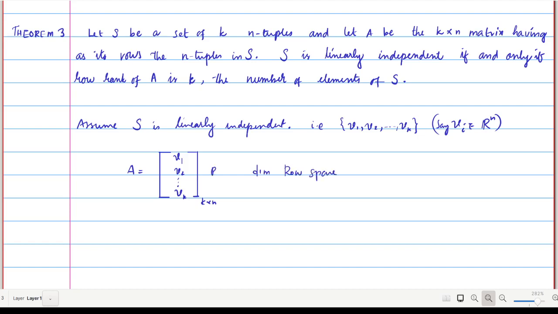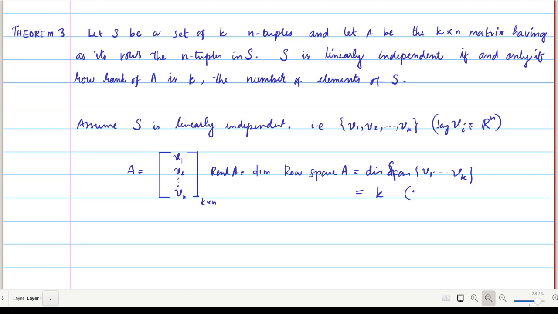this is what we call rank. Rank A is equal to the dimension of the row space of A. Okay, what is the row space of A? That is the span of v1, ..., vk. Of course v1, v2, ..., vk span the row space. Then the dimension of the span of v1, v2, ..., vk is the same as k, because these are linearly independent.